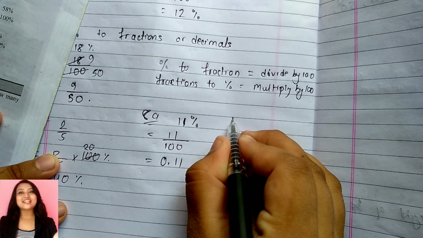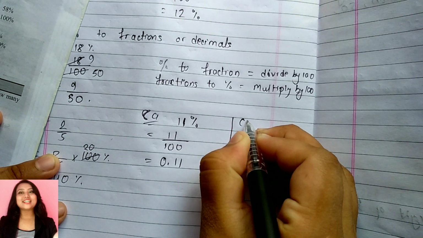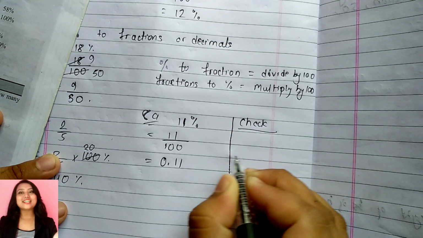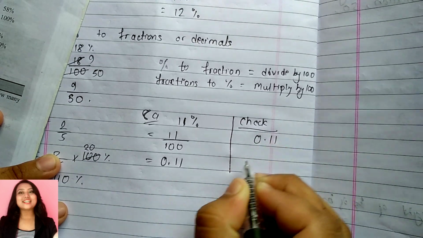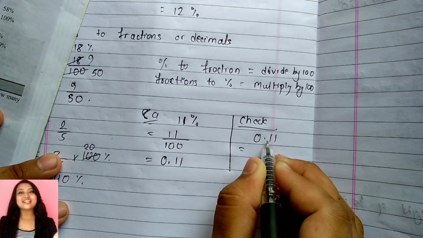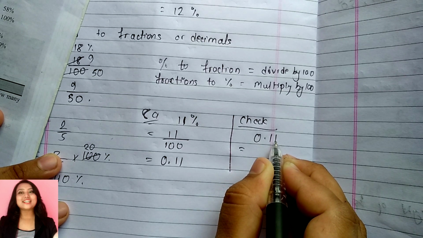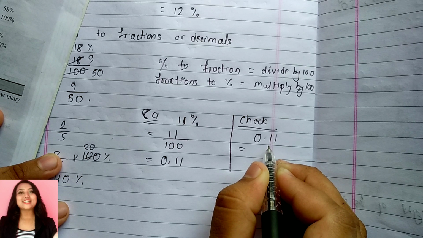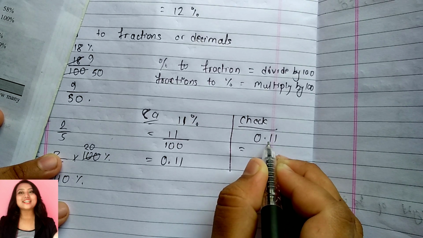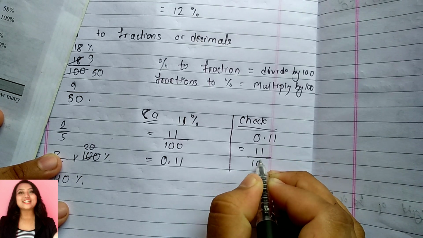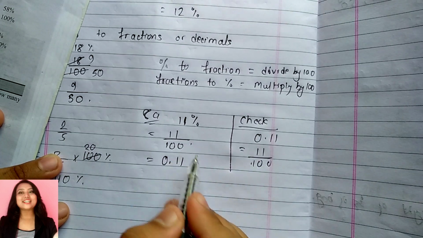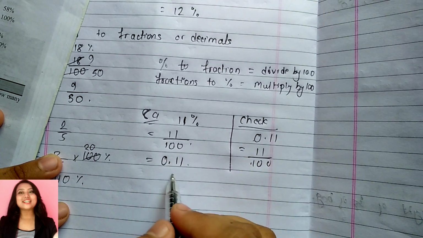Let's check whether this is correct or not. While converting this 0.11 into a fraction, what will it be? After the decimal, how many numbers are there? We will count it and write that many zeros in the denominator. So 11 upon 100 would be there. Look, this and this are the same. That means this is correct.